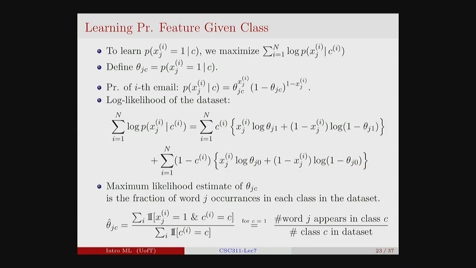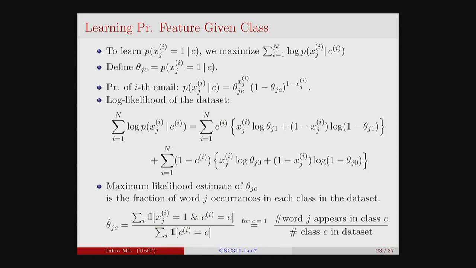And I won't go through the derivation for this, but you can effectively write down the maximum likelihood estimate of theta jc as the fraction of word j occurrences within each class. So theta hat jc is the summation of the indicator function where xj is equal to 1 and ci is equal to c, divided by the number of times ci is equal to c.